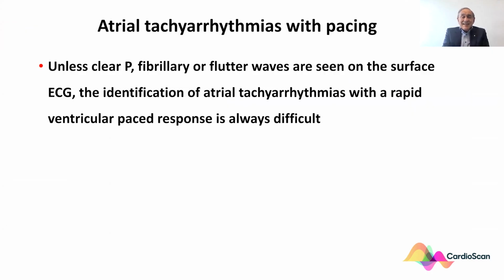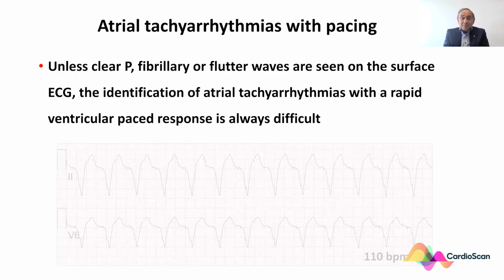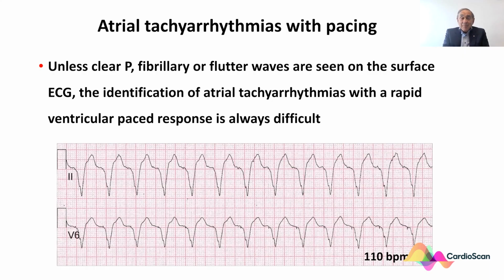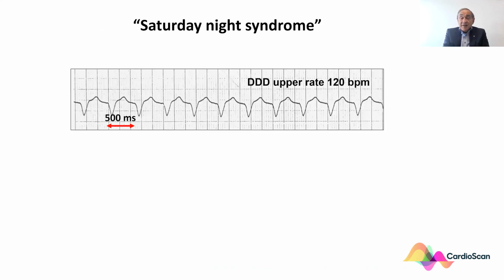Unless we see a clear P wave or a fibrillary wave or flutter waves on the surface ECG, the identification of atrial tachyarrhythmias with a rapid ventricular response, paced response, is always very difficult. Here is such an example where we can see a rapid ventricular pacing, and just to be sure, you can see the spikes present.